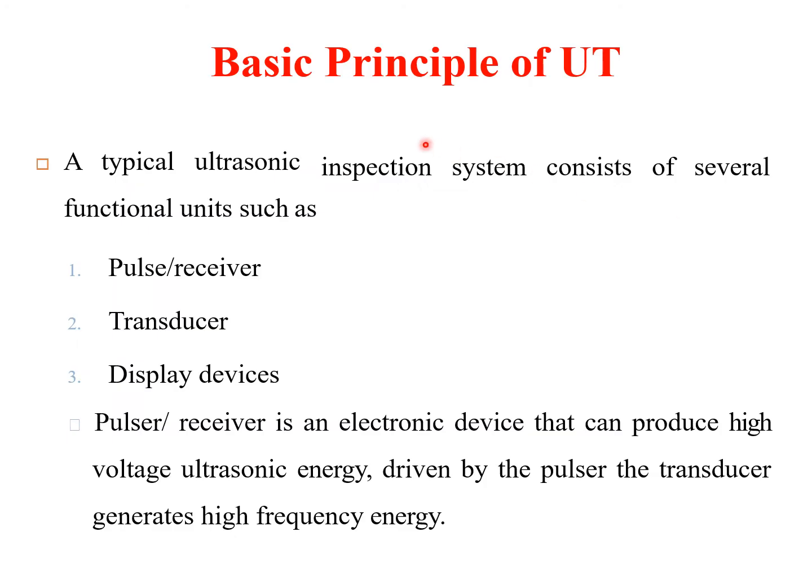Now, this is the basic principle of ultrasound testing. A typical ultrasound inspection system consists of several functional units such as a pulser or a receiver, a transducer, and display devices. Here, the pulser or receiver is actually the electronic device that produces the sound signal. It can produce high voltage ultrasonic signals. They are driven by the pulser, and the transducer generates high frequency energy. This energy is then sent through to the surface that is to be inspected.